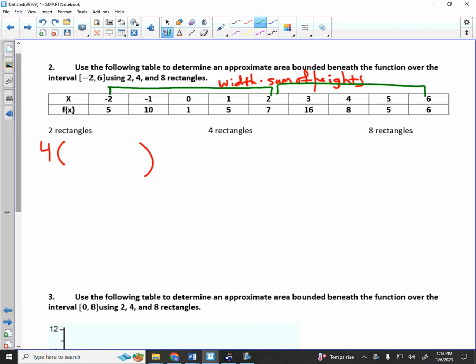Our first rectangle, we're doing right-hand sums. So am I going to evaluate the height at -2 or at +2? At +2. What is the height of the function at 2? It is 7.